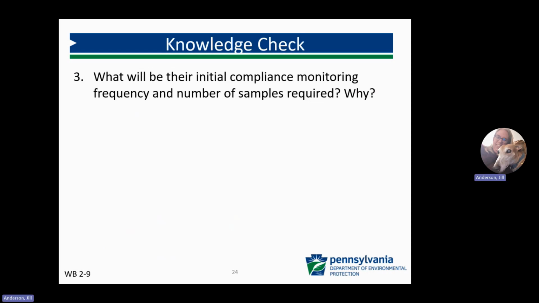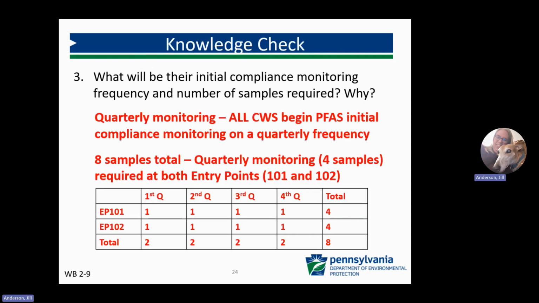Question 3, what will be their initial compliance monitoring frequency and number of samples required and why? They will conduct quarterly monitoring. All community water systems begin PFAS initial compliance monitoring on a quarterly frequency. They will be required to collect 8 samples in total.